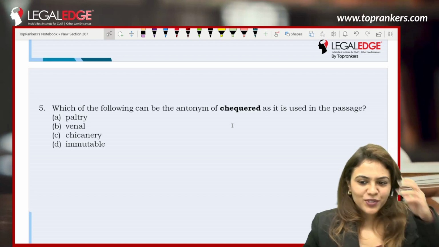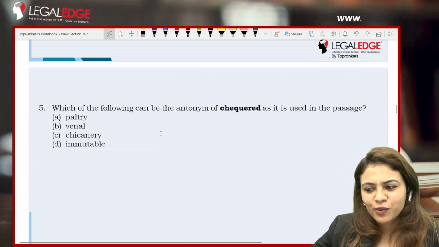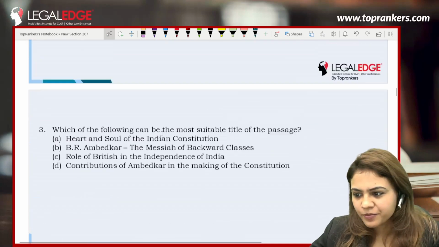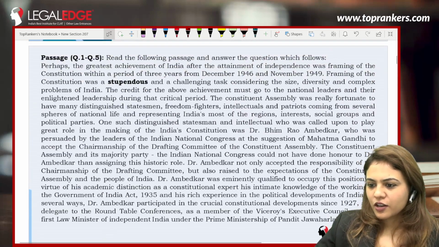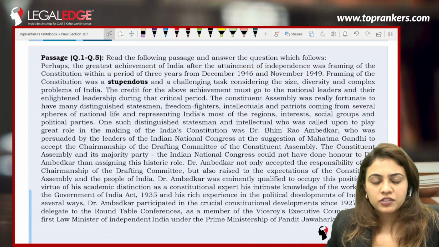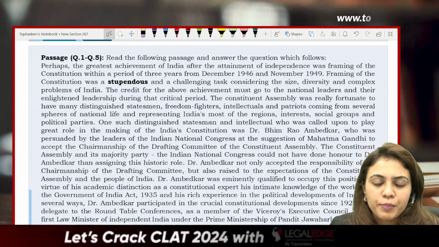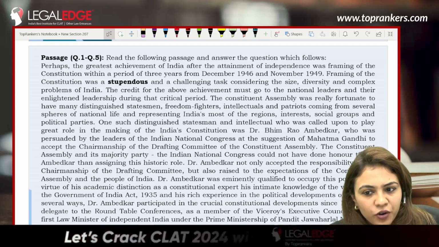All right. So I hope you're ready for the explanation now. How did you find the passage, by the way? I think the language was easy, right? Okay, and I think this is something which we have all read in our history textbooks, what an important role that Mr. B.R. Ambedkar played in the making of our constitution.